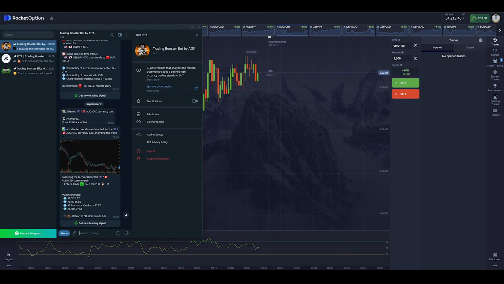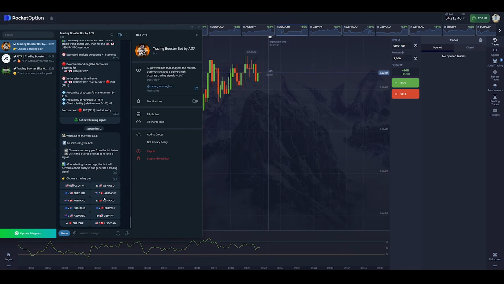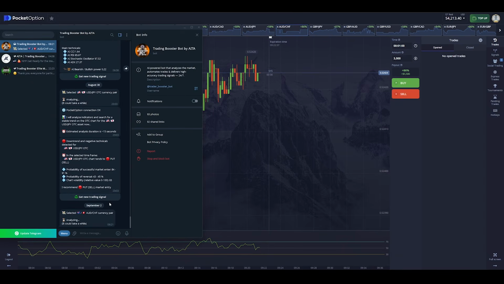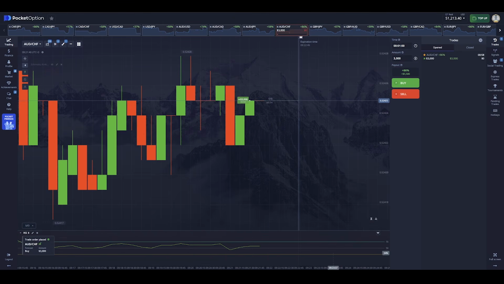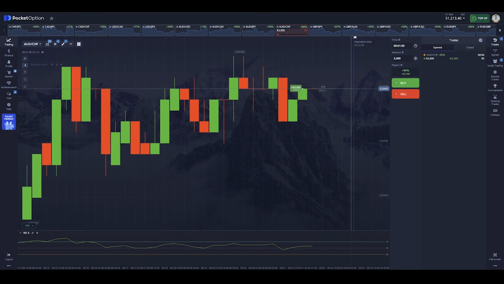Australian dollar, Swiss franc. I'm choosing the currency pair and setting the trade time to 1 minute. I get a buy signal. Since the RSI indicator is in the working range, it's safe to open the trade.